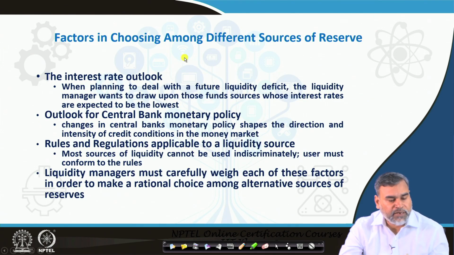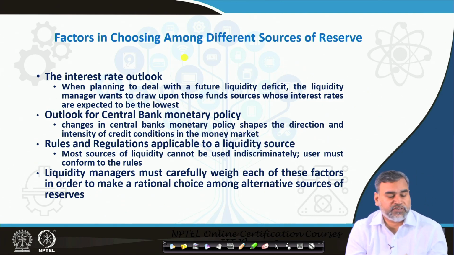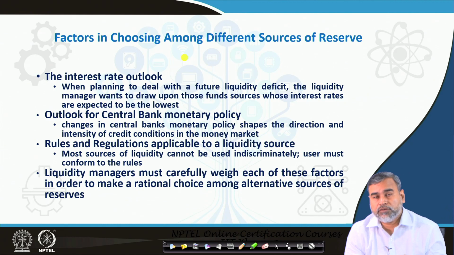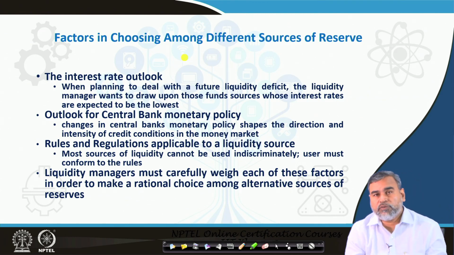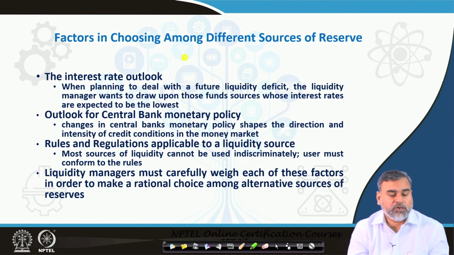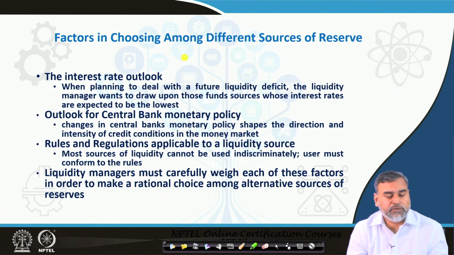Then we have another factor, the interest rate outlook. When planning to deal with a future liquidity deficit, the liquidity manager wants to draw upon those fund sources whose interest rates are expected to be the lowest. Whose interest rate is expected to be the lowest, they can switch over from the long term interest rate, or maybe the interest rate which is reasonably higher than the rate they are getting, even if in the fixed rate period for a particular point of time.